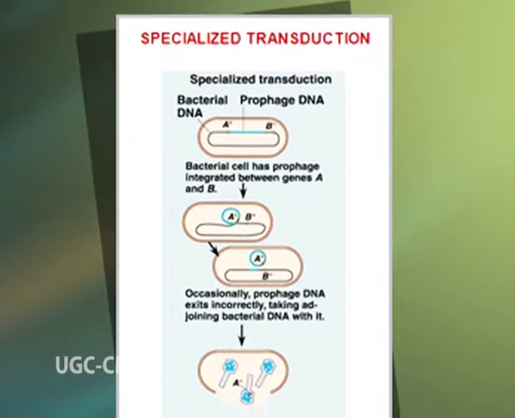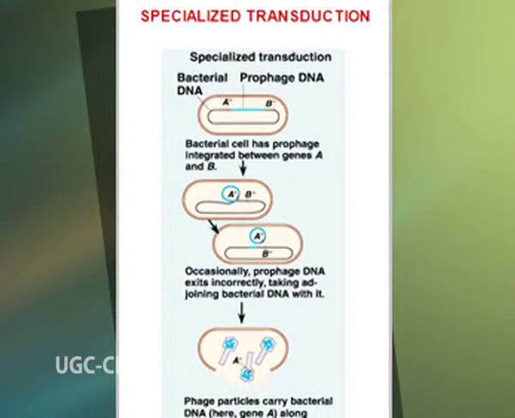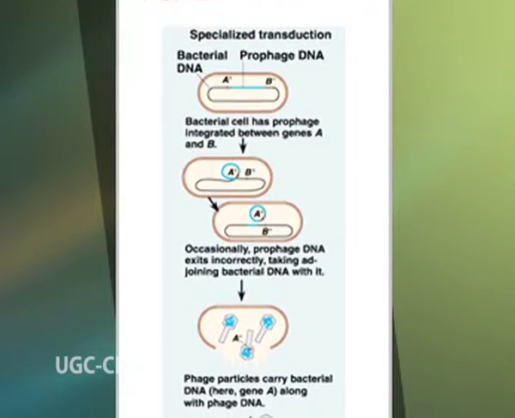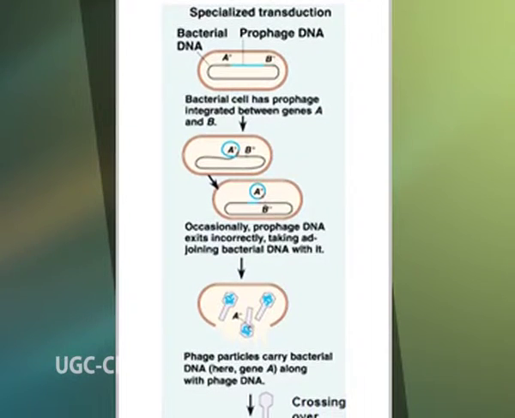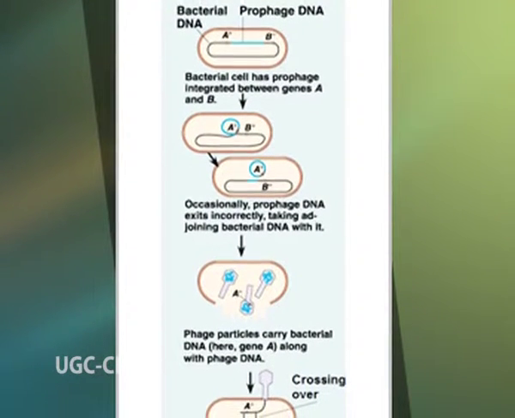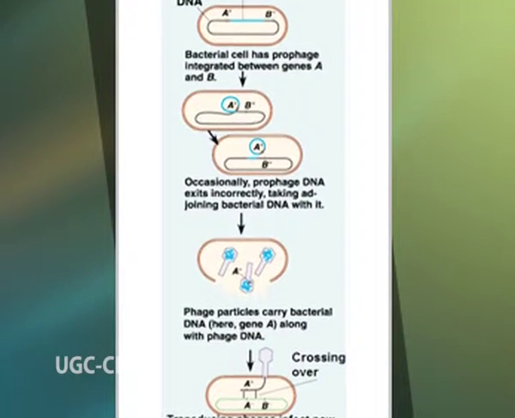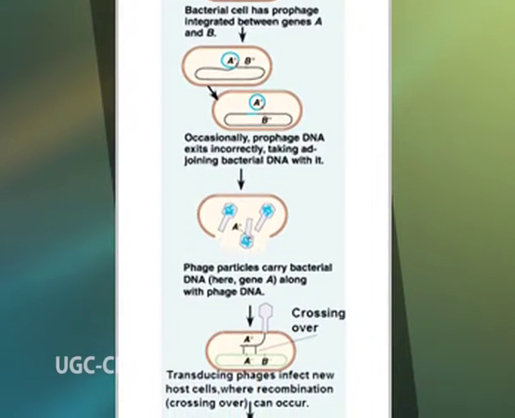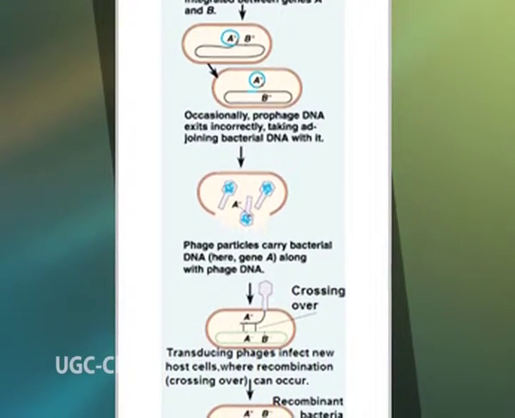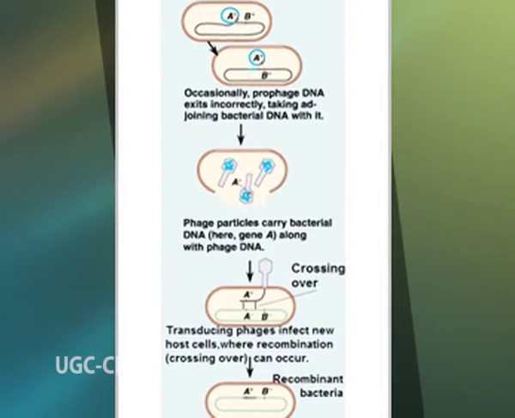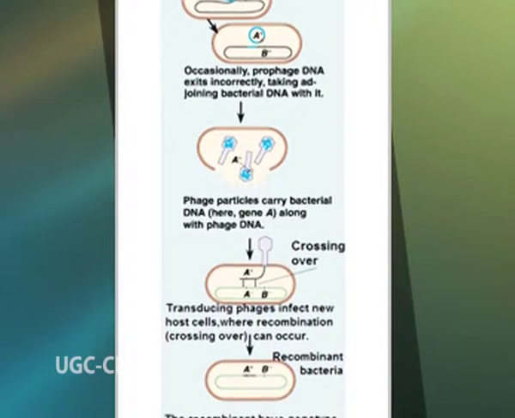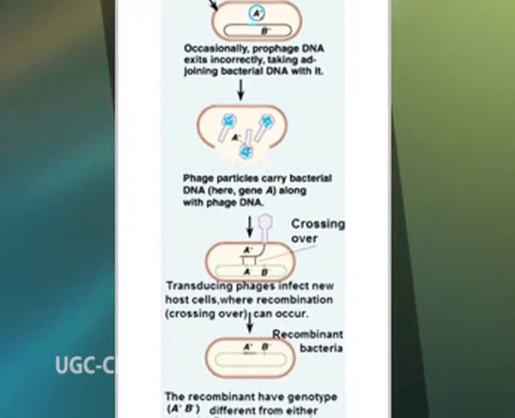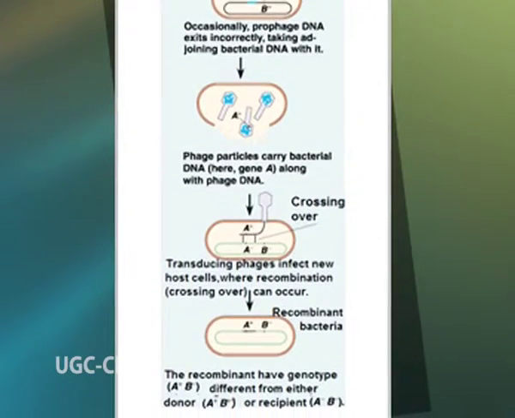The different stages of specialized transduction are as follows. In the first stage of specialized transduction, the bacterial cell has a prophage integrated between genes A and B. In the next stage, prophage DNA exits incorrectly, taking adjoining bacterial DNA with it. Now, coming to the next stage, phage particles carry bacterial DNA along with the phage DNA. Later, transducing phages infect new host cells where recombination can occur, and further the recombinant has a genotype different from either the donor or the recipient.